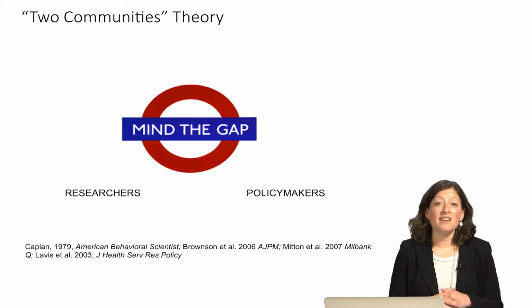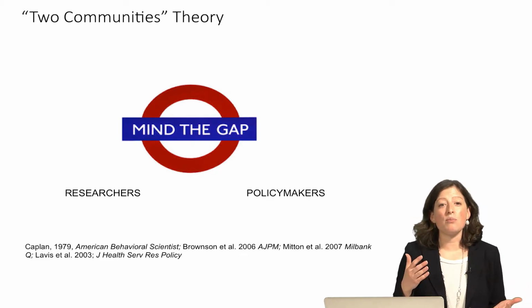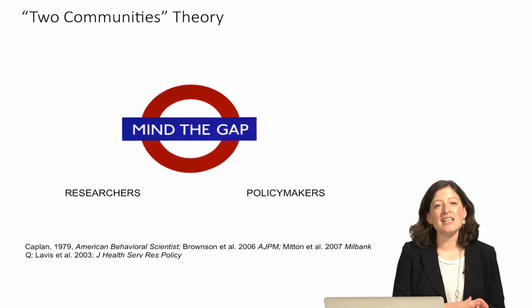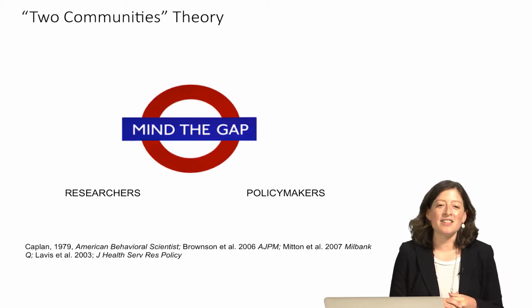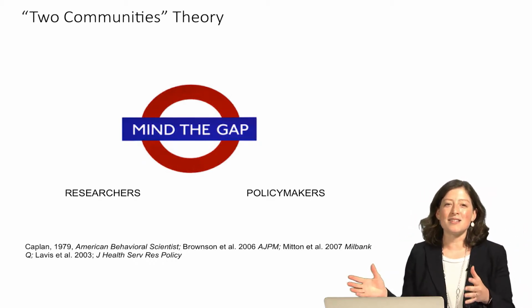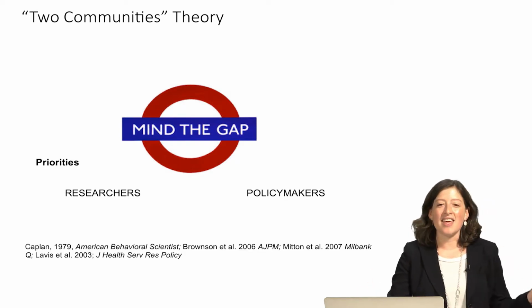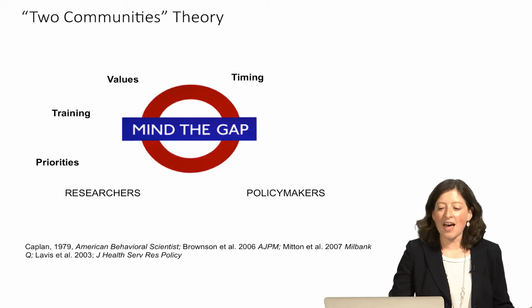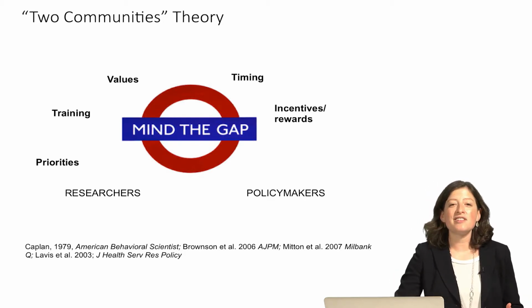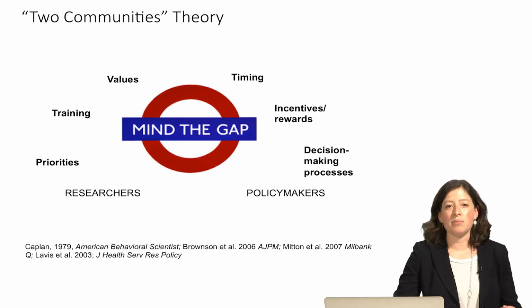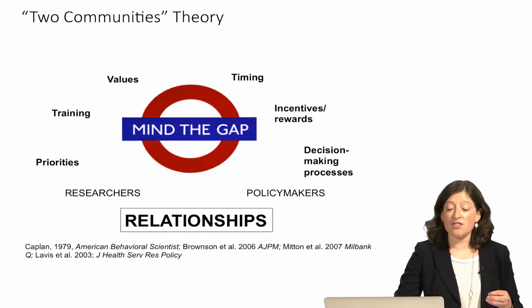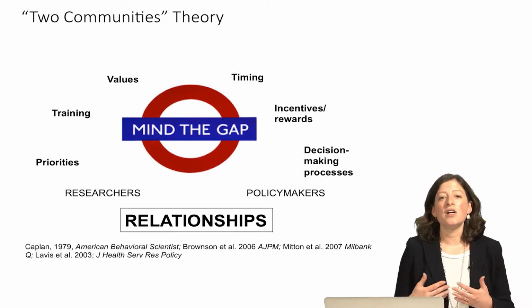So starting with research in 1979 by Kaplan, researchers have long sought to understand why it is that the research translation process falls short, why policymakers seem to insufficiently rely on scholarly research in their work and in their decisions. And the major theory that has come out of this work is called the two communities theory, which we can think of as basically that researchers are on Mars, policymakers are on Venus. They don't even inhabit the same planet. They have different priorities, different training, different values, different timing of the work that they do, different types of incentives and rewards, and different decision-making processes. And all of these contribute to this enormous gap between the two groups. This area of research suggests that forming stronger relationships is critical to bridge that gap.